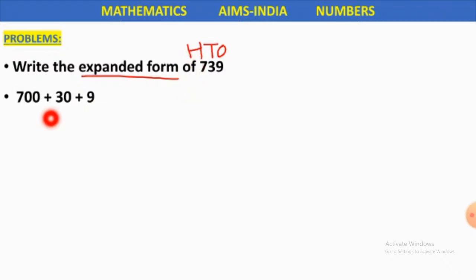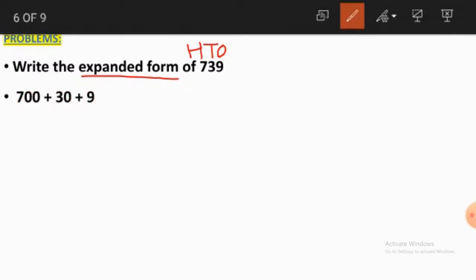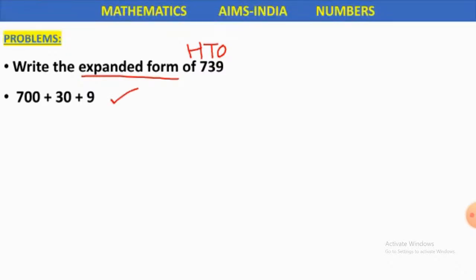7 is in hundreds place, so the place value will be 700. 3 is in tens place, so the place value will be 30. 9 is in ones place, so the place value will be 9. Now add all the place values. This will give you the expanded form. 700 plus 30 plus 9 is the correct answer, children.